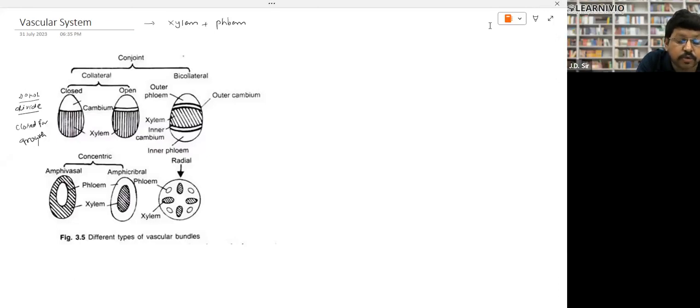Cambium is a meristematic tissue. I have already told you when I was telling you about meristematic tissue. Cambium is meristematic tissue and it will divide and is meant for growth. Clear? If you want, you can note it down. Cambium is made up of meristematic tissue.